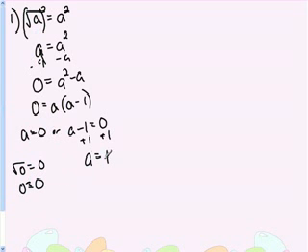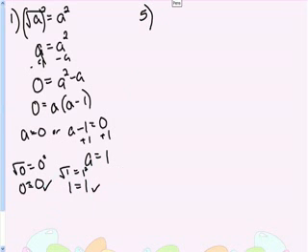Alright, and if I try the second one, if I put in 1, square root of 1 equals 1 squared. Oops, sorry, 0 squared was here. Square root of 1 would be 1, and 1 squared would be 1. So both of those answers work. That is possible. You can have both of them work.